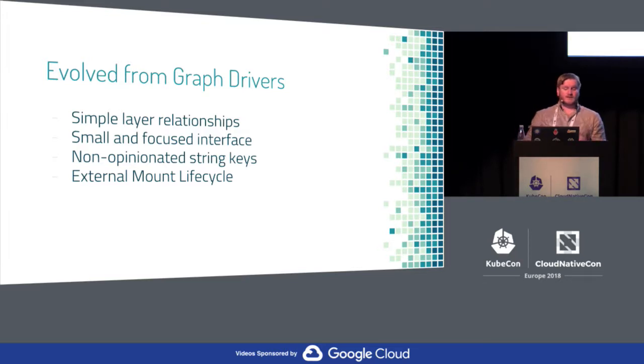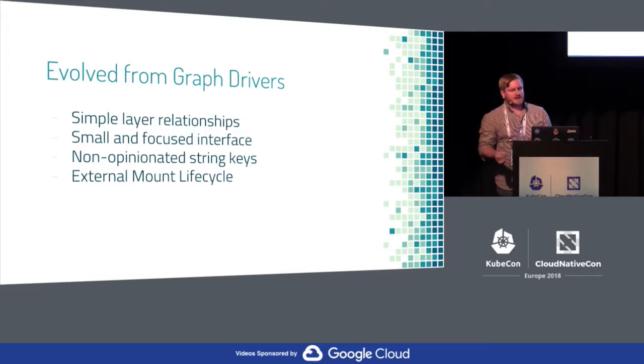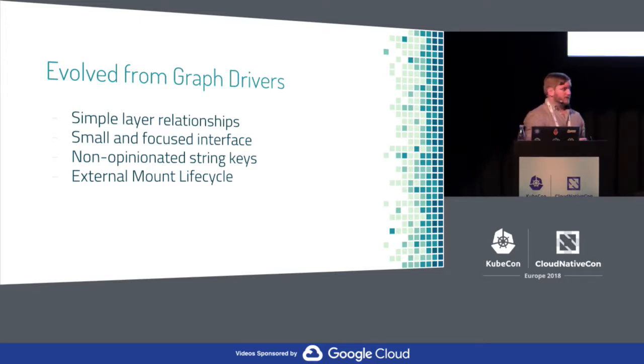Like I said before, non-opinionated string keys. And then the biggest piece, I think, that will improve performance and behavior under a lot of other conditions is the fact that we've externalized the mount lifecycle. So the graph drivers in Docker actually perform the mounts. You say, okay, mount this container for me and give me a read-write image. And then you get it back, and you have this handle, and then you've got to make sure to unmount that handle.